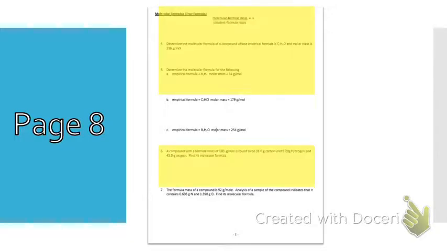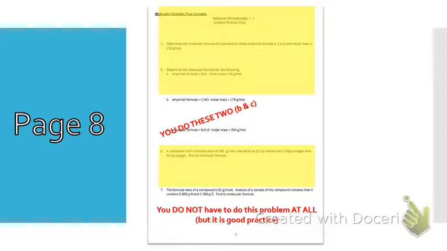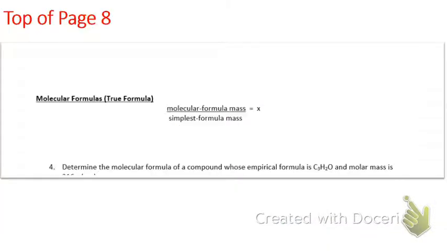Now, I'm going to cover the top part and do questions 4 and 5A, and then I'm going to leave you to do B and C, and then I'll come back and do 6 with you, but you do not have to do 7 at all. So if you follow along with the podcast and you just get B and C done, then you can earn your stamp. So let's get started.